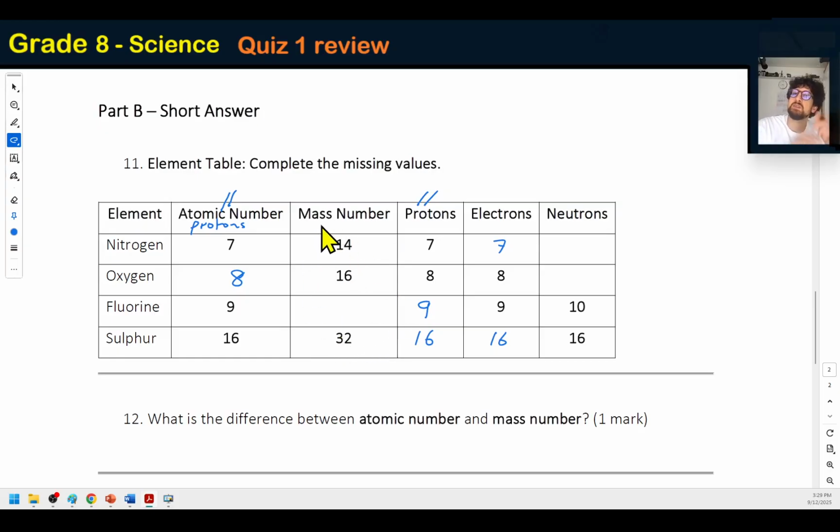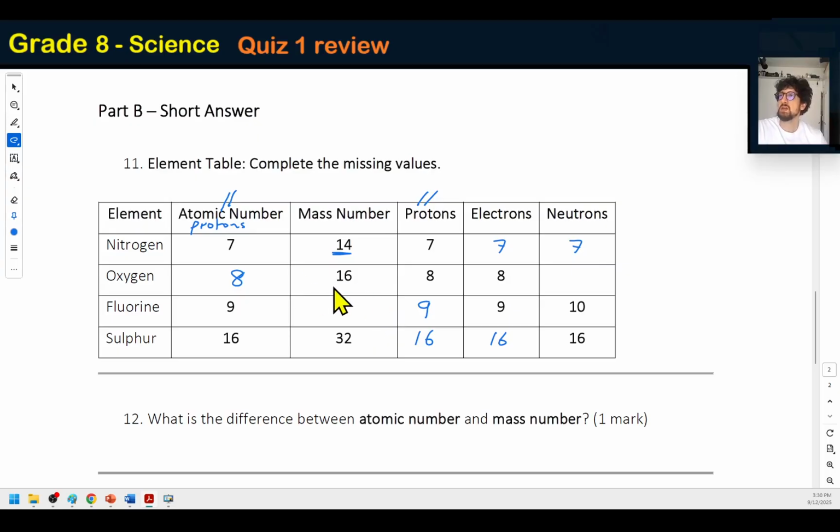Well, remember how we said the nucleus is the heavy part of the atom? Well, the nucleus contains protons and neutrons. And that's exactly it. That's the mass number. So we just have to add the protons and the neutrons. So let's have a look. That's 14 because it has 7 protons. See, 7 protons. And how many neutrons? Well, it's 14, so it has to have 7 neutrons.